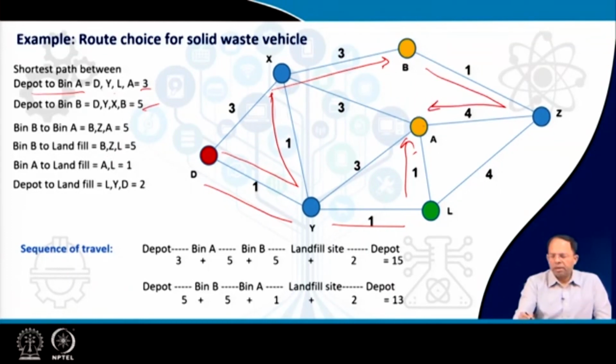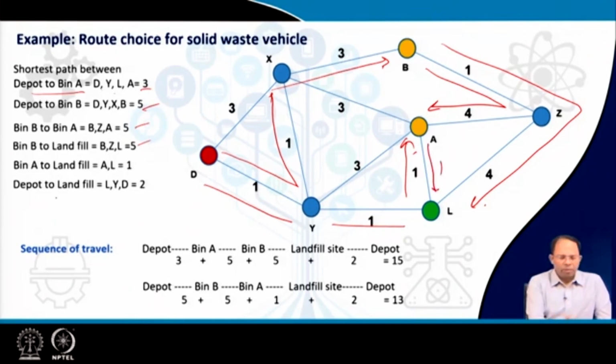So obviously the bin A to B is also the same. Then bin B to landfill is B-Z-L, which is 5. So B to landfill is this particular way. A to landfill is A-L directly, which is only 1. And depot to landfill is L-Y-D, which is 2, right? So this is the sequence of the values of shortest path for each of these particular distances between any 2 points.